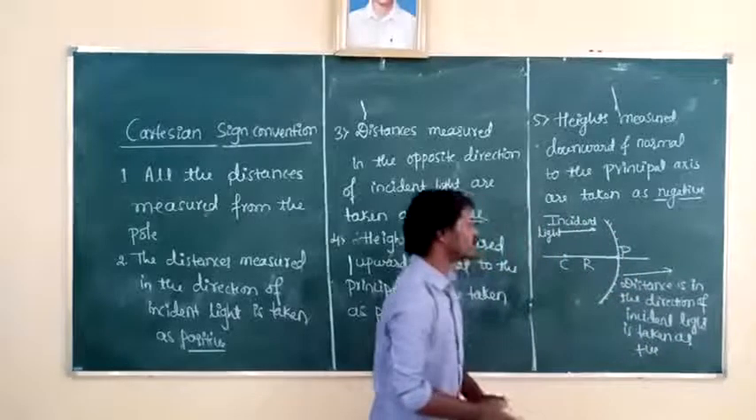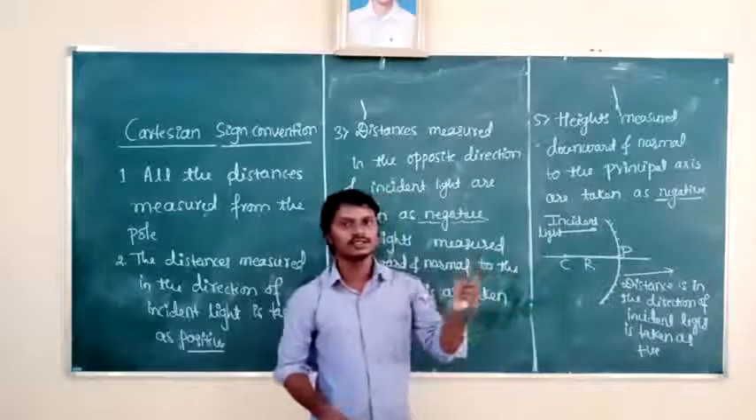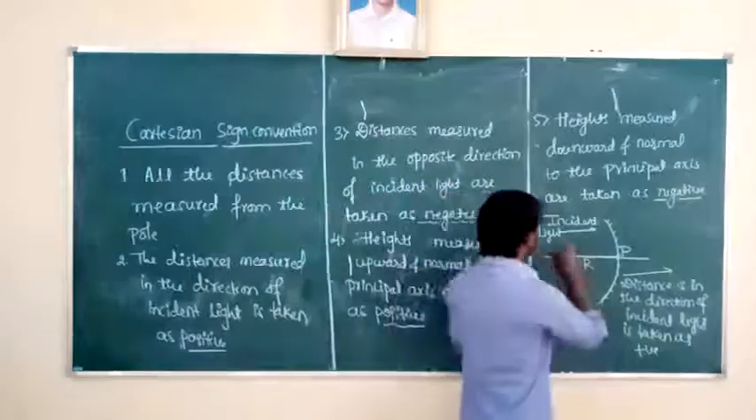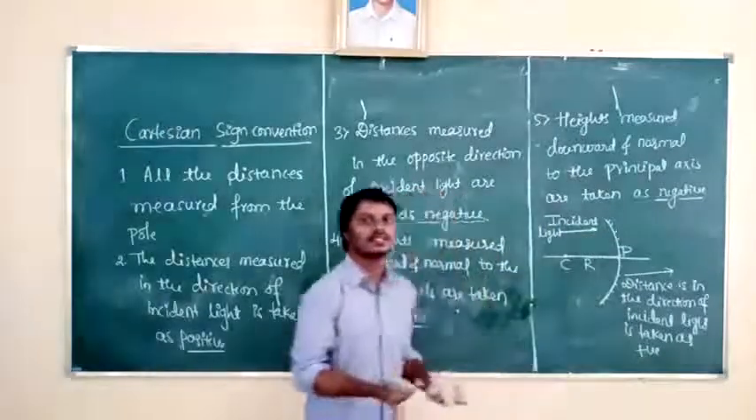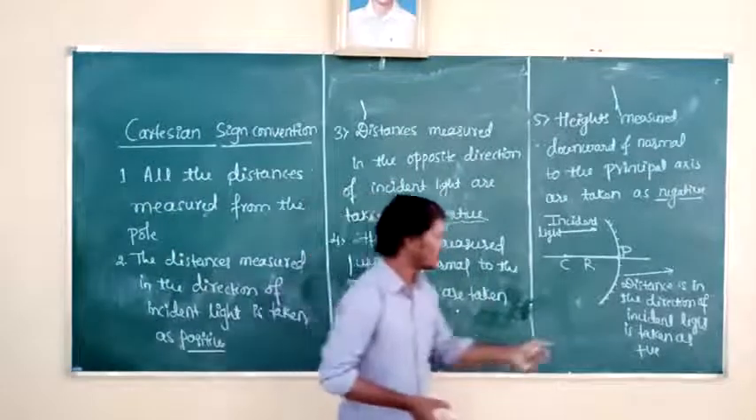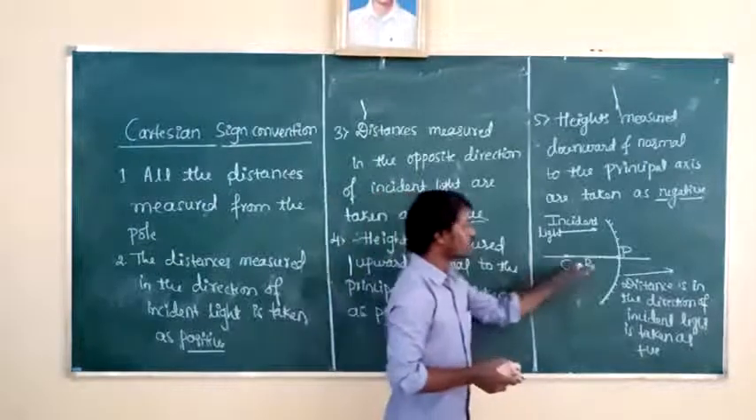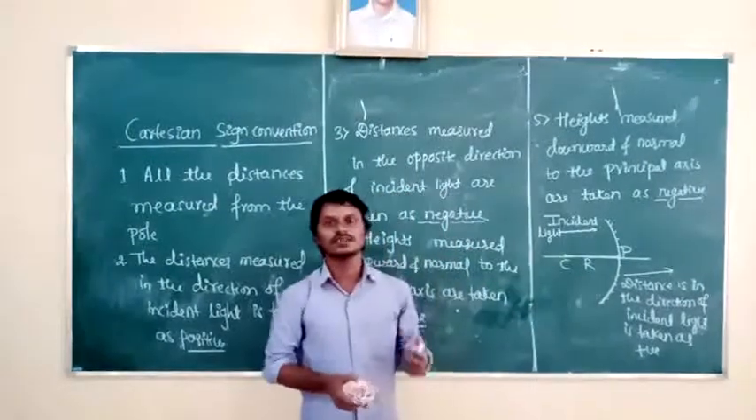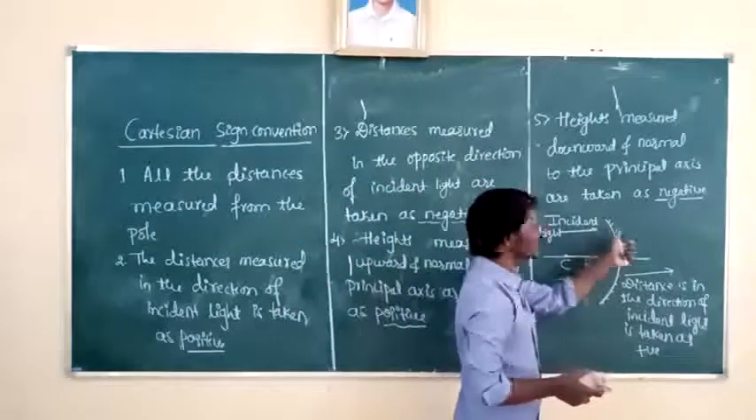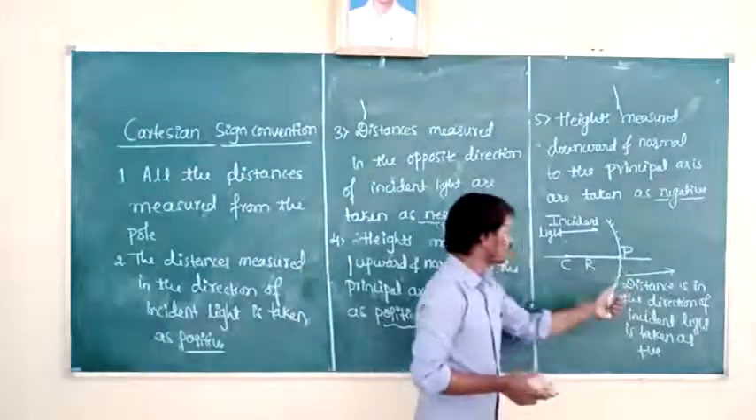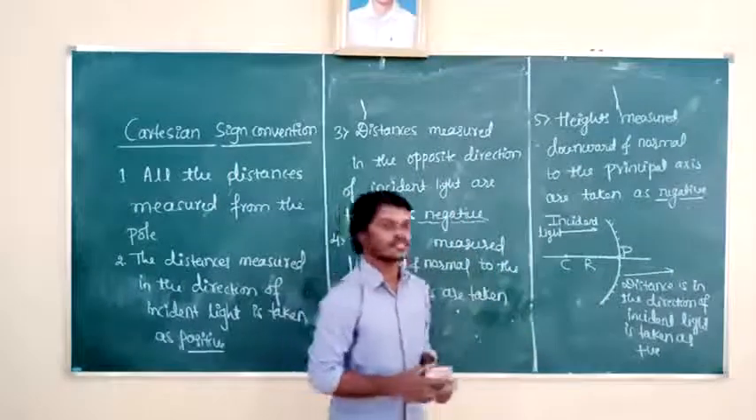What is the first sign convention? All the distances are measured from the pole. So the incident light is in which direction? It is along the positive x-axis. If we measure the distance in the direction of incident light, that is positive. Then if the distances are measured in the opposite direction of incident light, they are taken as negative. Incident light is along the positive x-axis, so the distance measured in the opposite direction means here the negative x-axis.